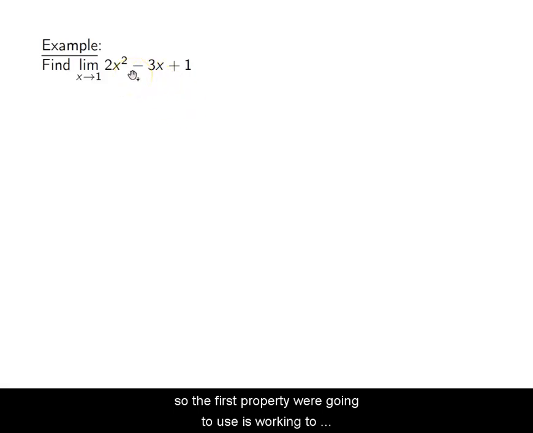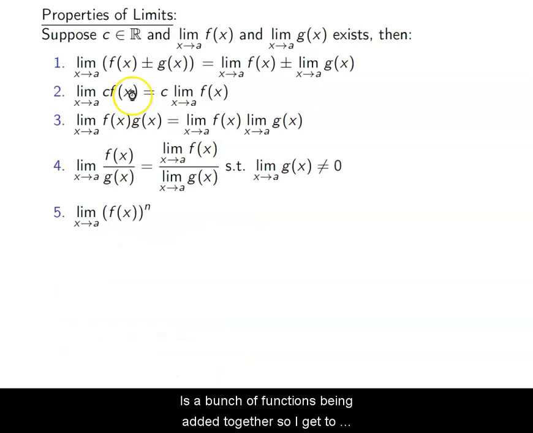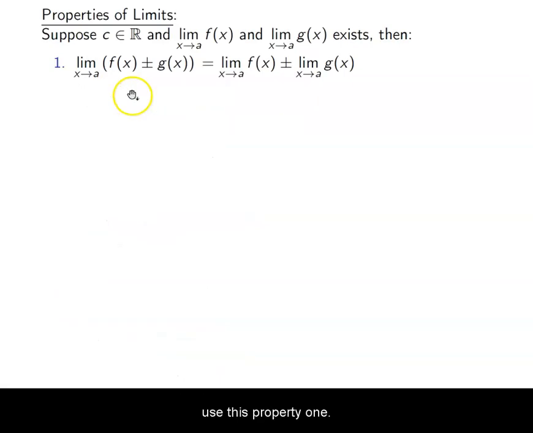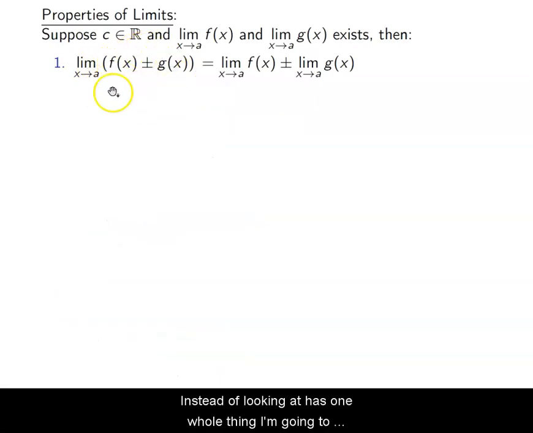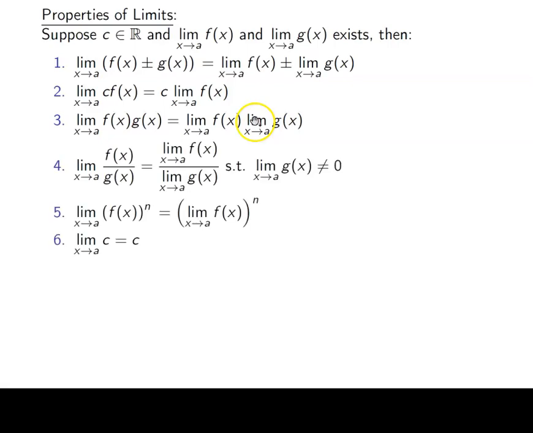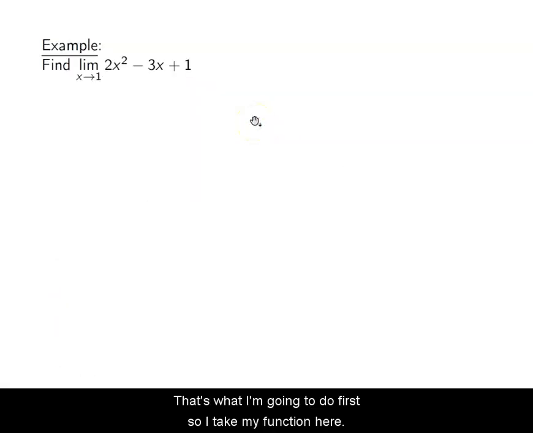So the first property we're going to use is we're going to recognize that this polynomial function I have is a bunch of functions being added together, so I get to use property 1. Instead of looking at it as one whole thing, I'm going to break it down into its independent pieces, where each term that I have, separated by plus or minus, is a different function. So that's what I'm going to do first.